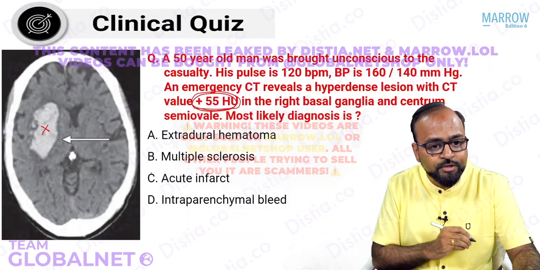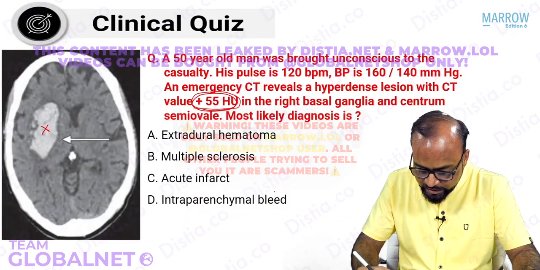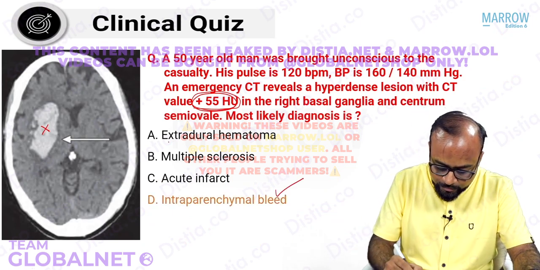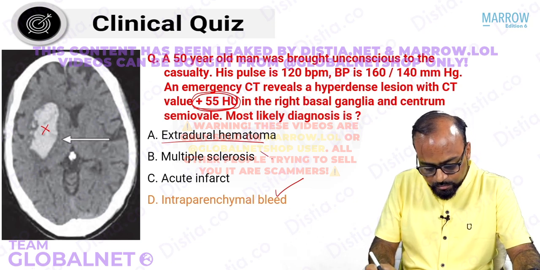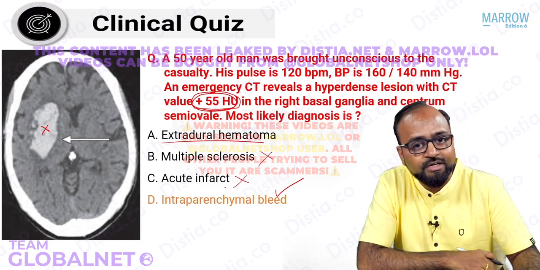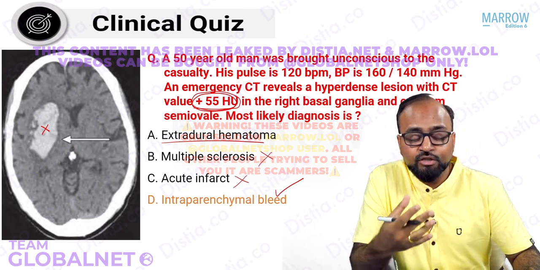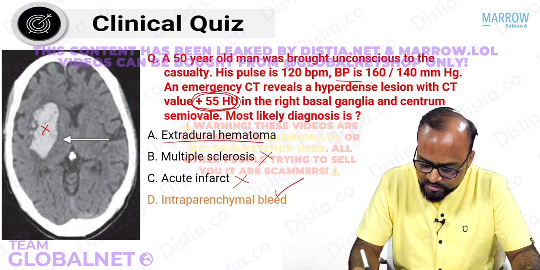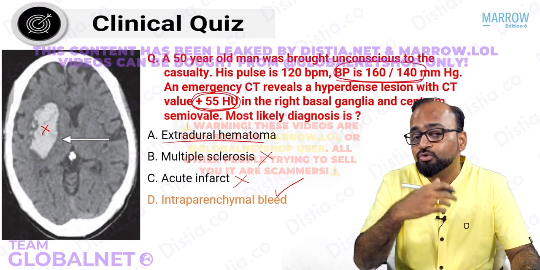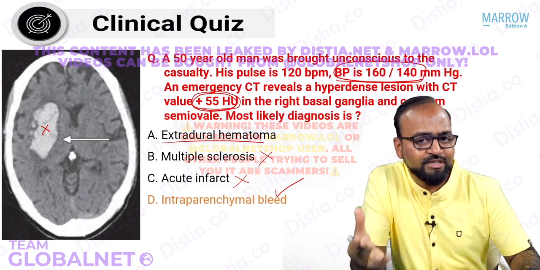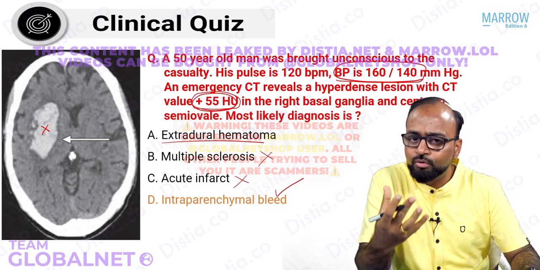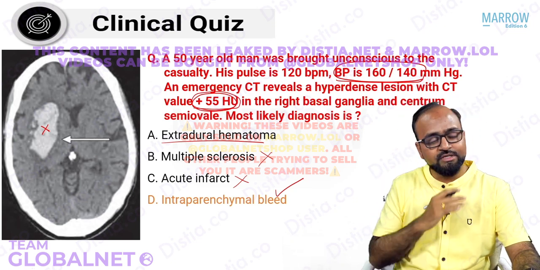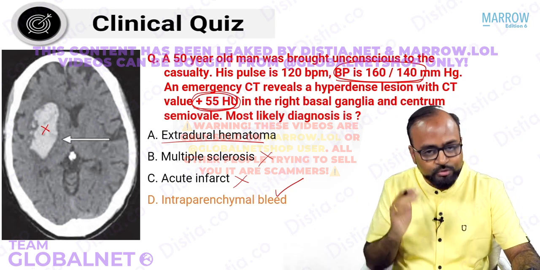So what is your diagnosis here? Your diagnosis here is going to be an intraparenchymal bleed, because this is bleeding inside the parenchyma. This cannot be an extradural hematoma. This cannot be multiple sclerosis. This cannot be an infarct. We'll discuss in neuroimaging in detail why this is an intraparenchymal bleed, why this is a hypertensive bleed. Look at the blood pressure. What is the most common site of hypertensive bleed? Everything we'll discuss. But irrespective of knowing all these things, just by knowing the Hounsfield unit value, we can get a correct diagnosis. That is the great utility of the Hounsfield unit scale.